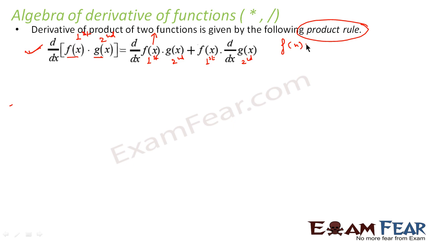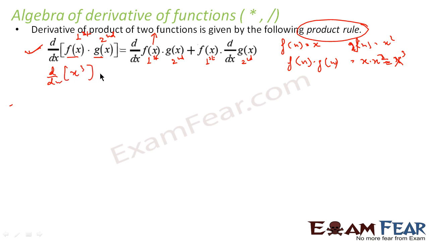Let's suppose f(x) is equal to x and g(x) is equal to x squared. That's it. Right? So we have f(x) into g(x) is equal to x into x squared, that is x cubed. This is f(x) into g(x). So when I say d by dx of x cubed, this should be equal to d by dx of f(x), which is x, into g(x), which is x squared, plus we will write x like this only, and then say d by dx of x squared.